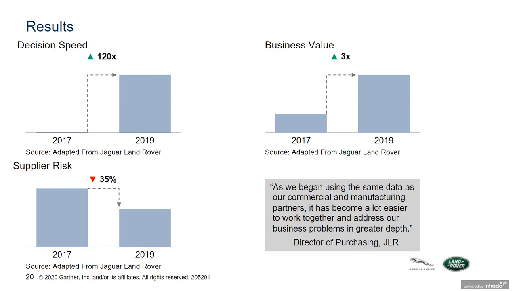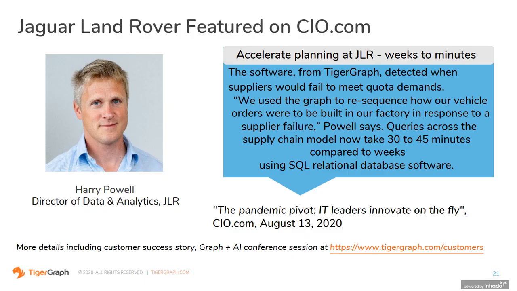3 weeks is not a real-time decision. If it's taking you 3 weeks to decide what to do, you may have already lost the opportunity. 45 minutes is a different world. Now you can make real-time decisions. So decision speed, 120 times faster, overall business value, 3 times increase, and supplier risk drop of 35%. So from a business perspective, this was a huge win. Scalable graph analytics was the answer.